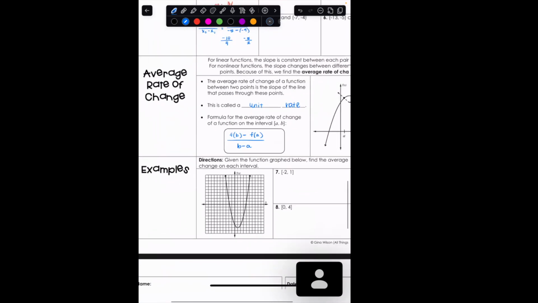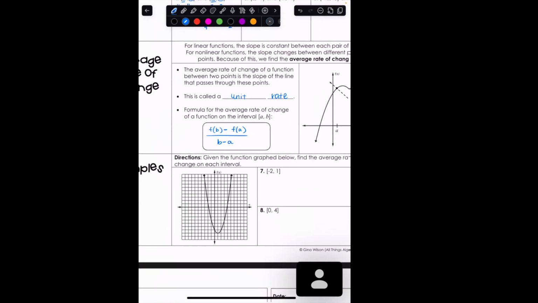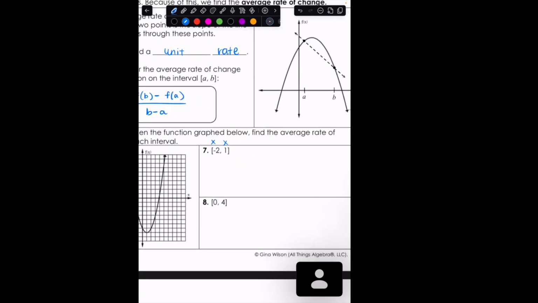All right, so we're going to use these examples. Given the function graph below, find the average rate of change on each interval. The directions are very important here because this can look like an ordered pair, but that's actually an interval of x values. So this is x equals -2 to x equals 1. We first need to figure out, what is f of -2 and what is f of 1?